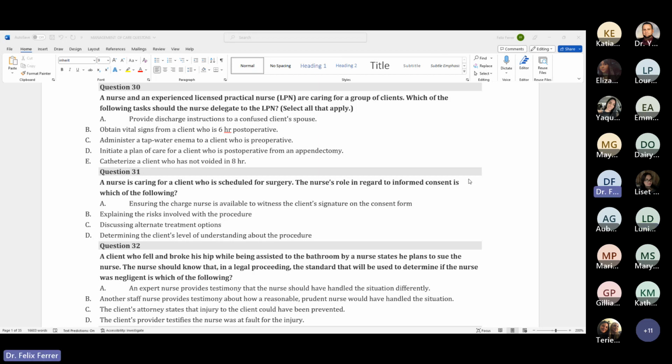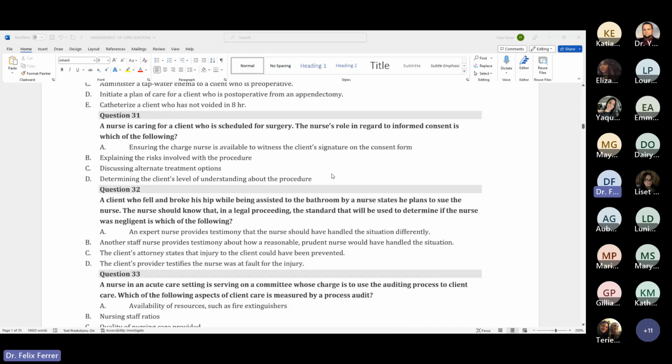Now, question 31. This is for a client who's scheduled for surgery. The nurse's role in regard to phone consent is which of the following? D. D as in David.